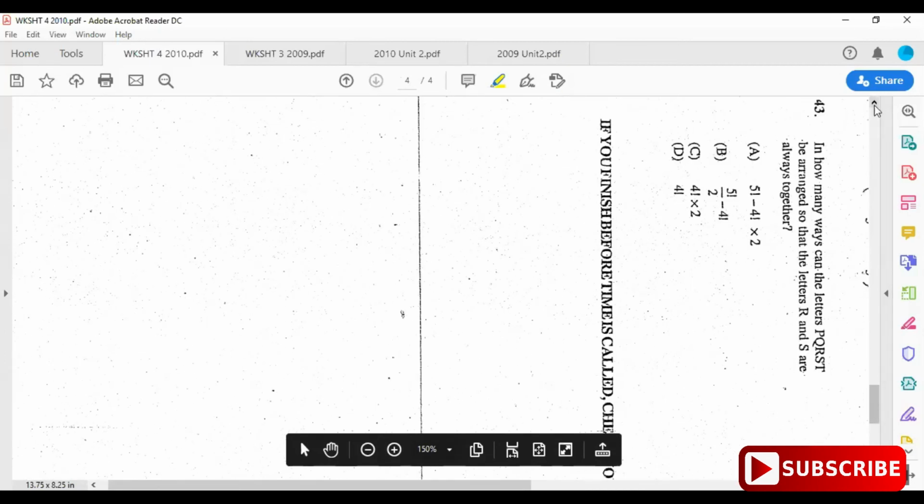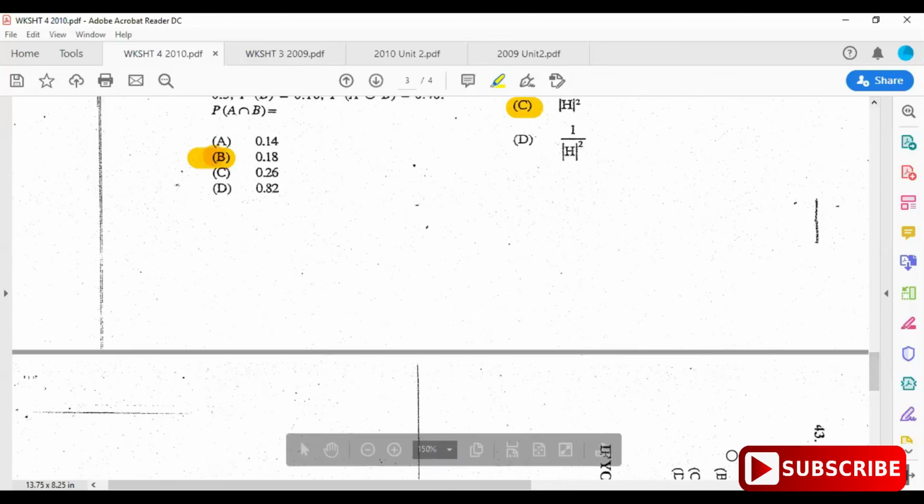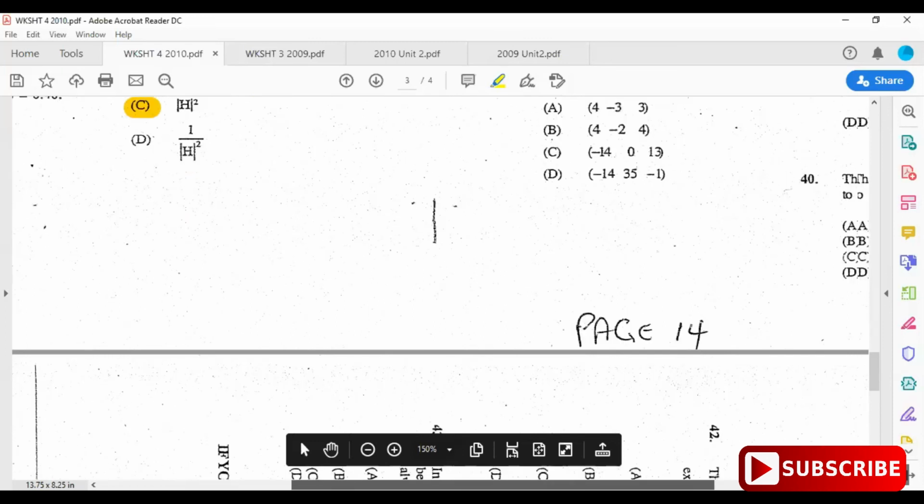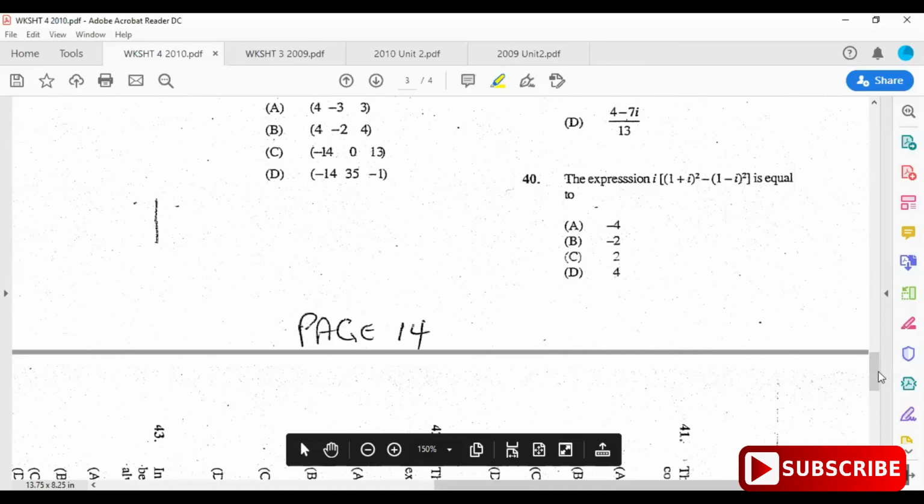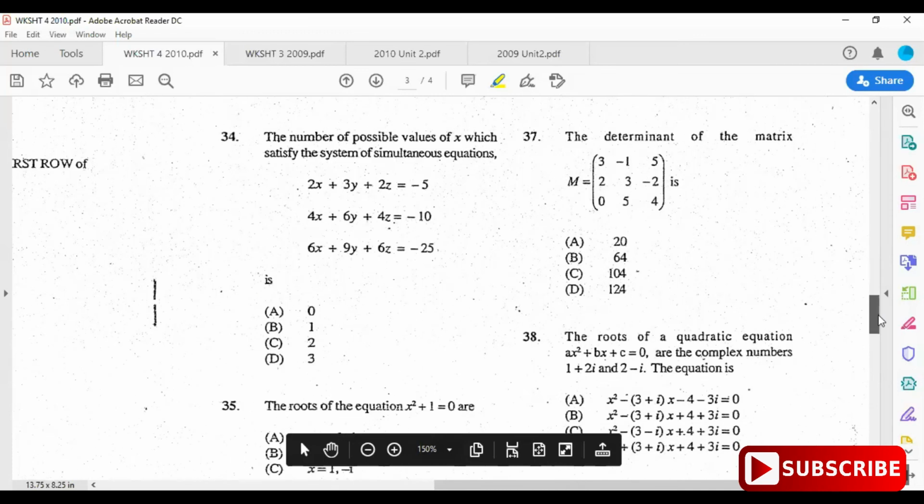Oh, why is this rotated this way? What is going on here? Oh, let's see what's going on. All right.